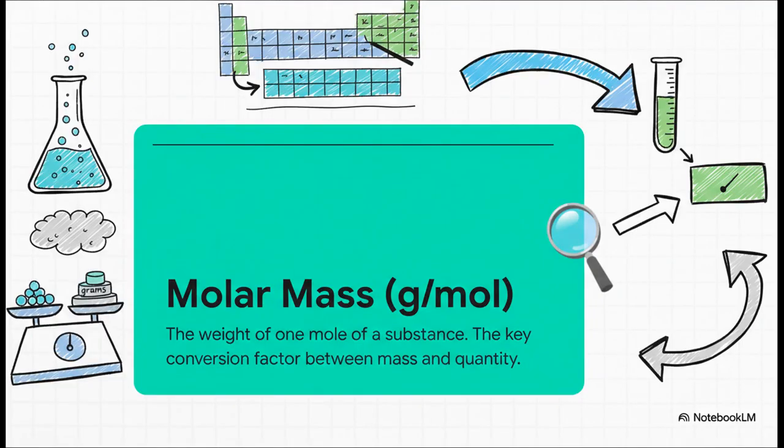So the big question is, how do we actually connect the count of things, the moles, to the weight of things, the grams? That's where molar mass comes in. It's super simple. It's just the weight of 1 single mole of any substance, and its units are grams per mole. This number, which you can figure out using the periodic table, is the ultimate conversion factor. It's how we travel back and forth between the world of counting and the world of weighing.